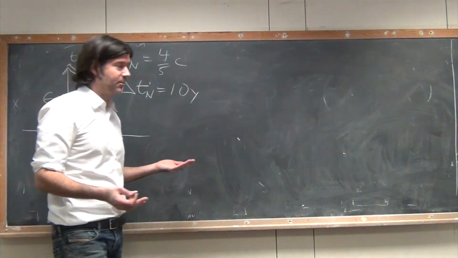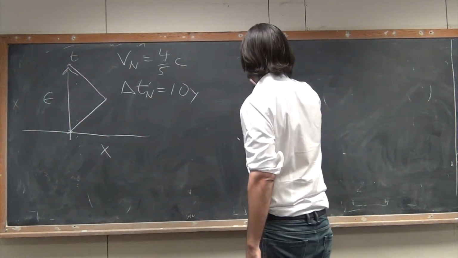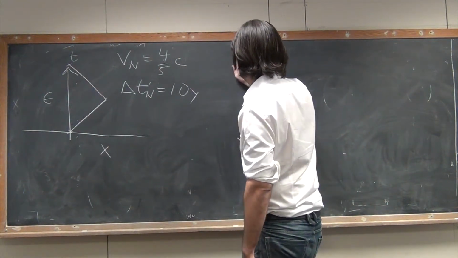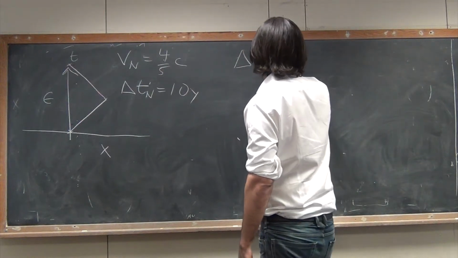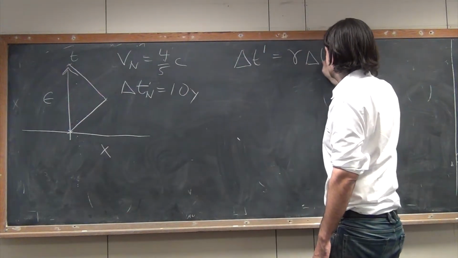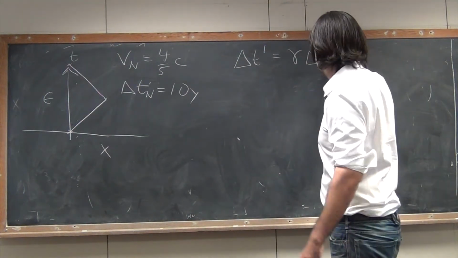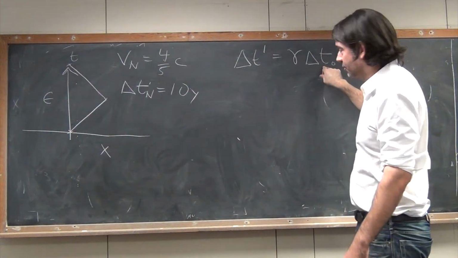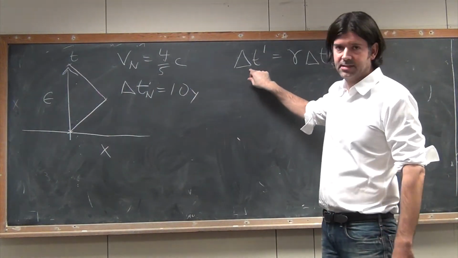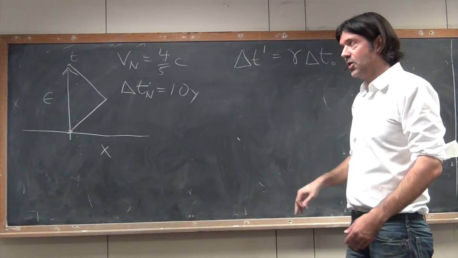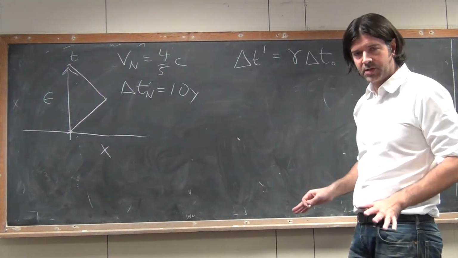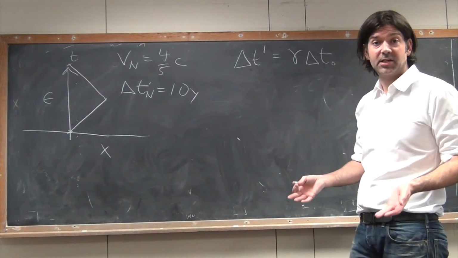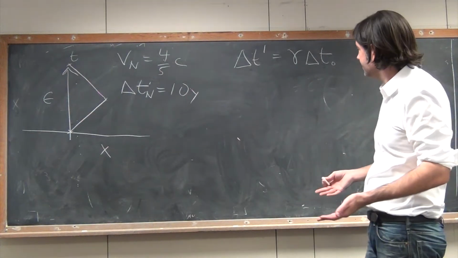Well, this is a time dilation problem. So what do we know about time dilation? We know that delta t prime is equal to gamma delta t naught. So this is the proper time. This is the dilated time. So in all these problems, you always want to determine who has the proper time, if it's present at all.